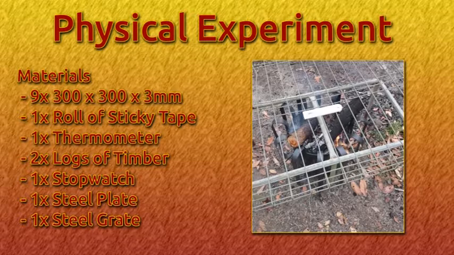For the physical experiment, I used the following materials: 9 bits of 300 by 300 by 3 mm thick sheets of plywood, 1 roll of sticky tape, 1 thermometer, 2 logs of timber, 1 stopwatch, 1 steel plate, and 1 steel grate. Then to conduct the experiment, I followed this procedure. Using the sticky tape, I created the different thicknesses of plywood, making sure to use enough tape. I then created a naked flame from the logs of timber. Using the plate and grate, I constructed the assembly as shown. I then measured the temperature change across each thickness of plywood over a period of 10 minutes.